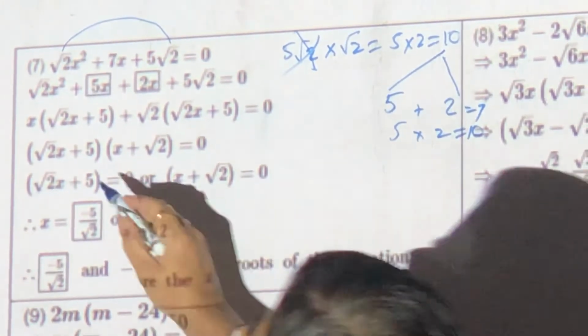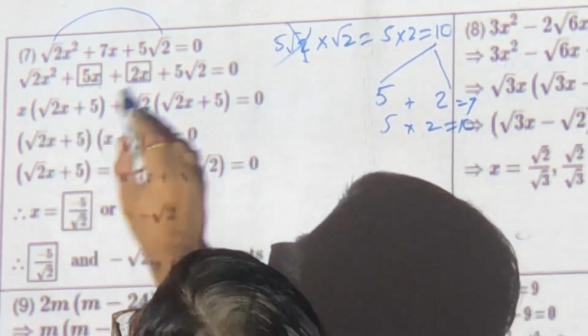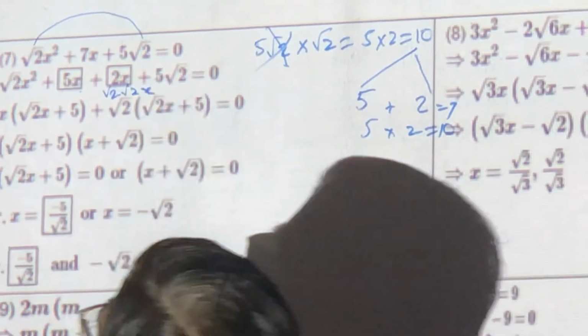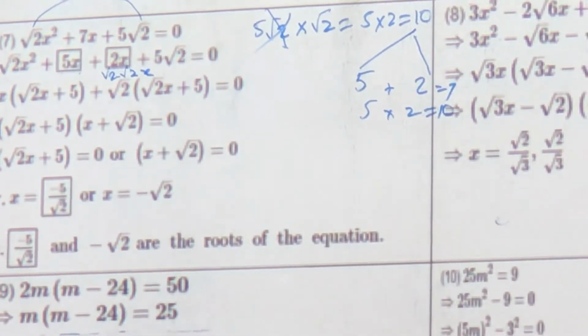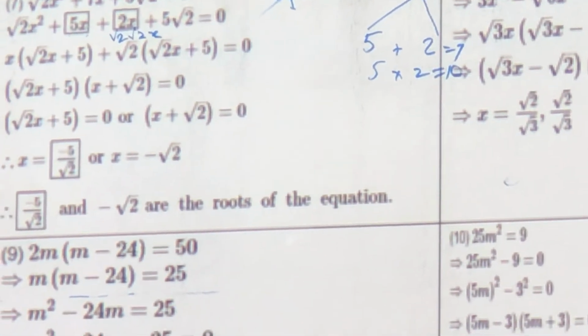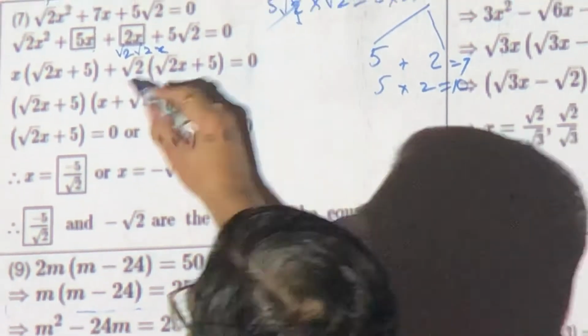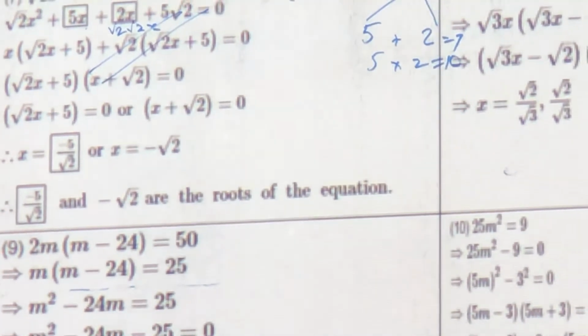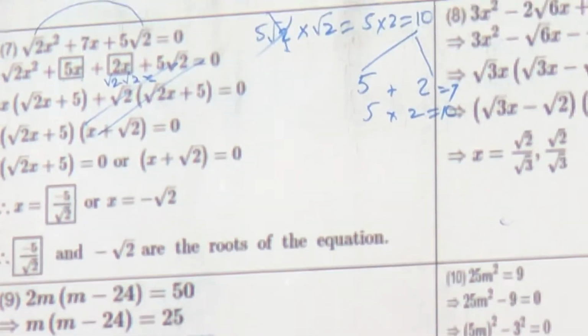Okay, then remove common. Here x is common. Here nothing is common. So 2 is root 2 multiplied by root 2. We split 2 like this. And one root 2 I can remove common. And then I will get my answer. Learn this step. This step is very important. Because your practice is weak, you do not study hard.